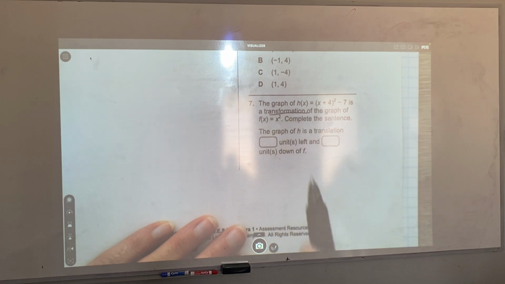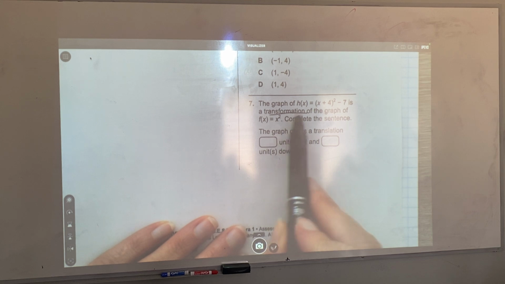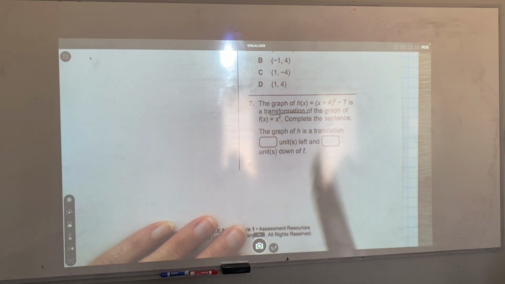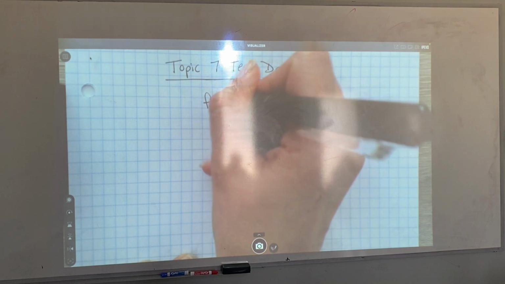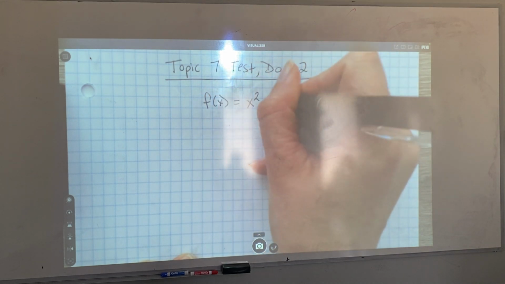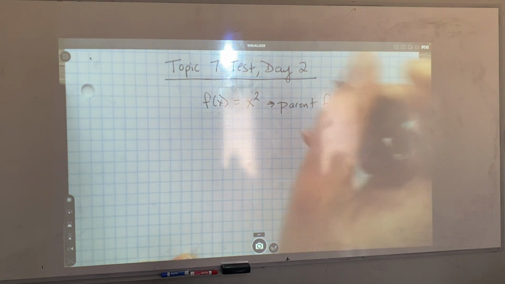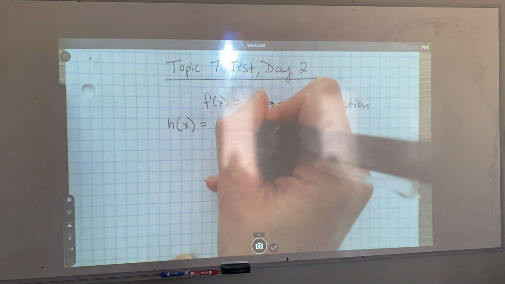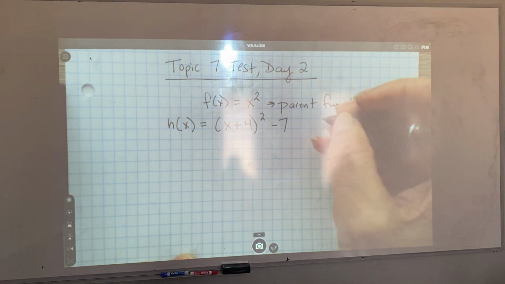So a transformation simply means a change. So this is a change of this. What's this? Parent function. So f of x equals x squared is the parent function. It's the mommy and daddy. And then h of x equals x plus 4 squared minus 7 is the little baby. What's his name?